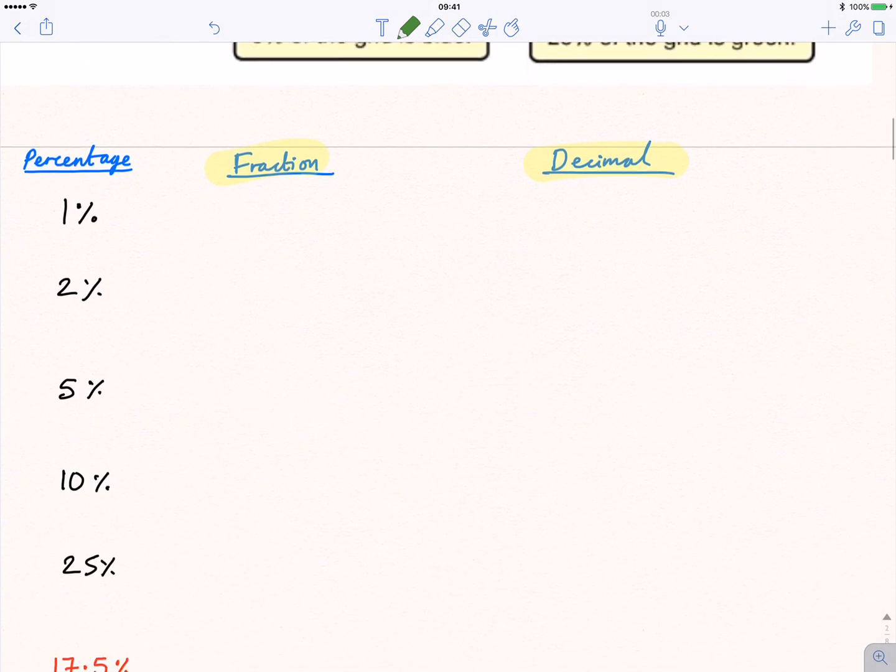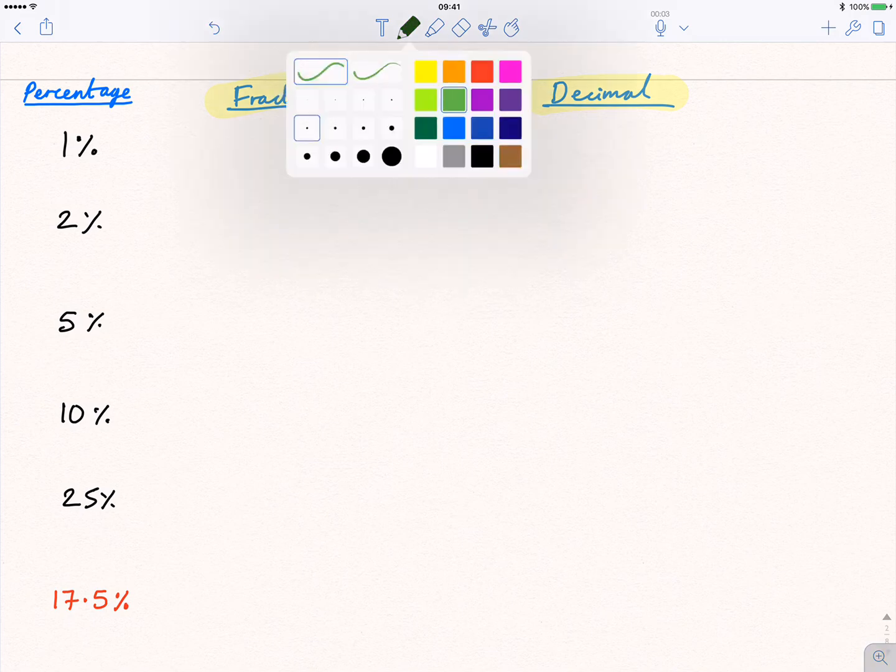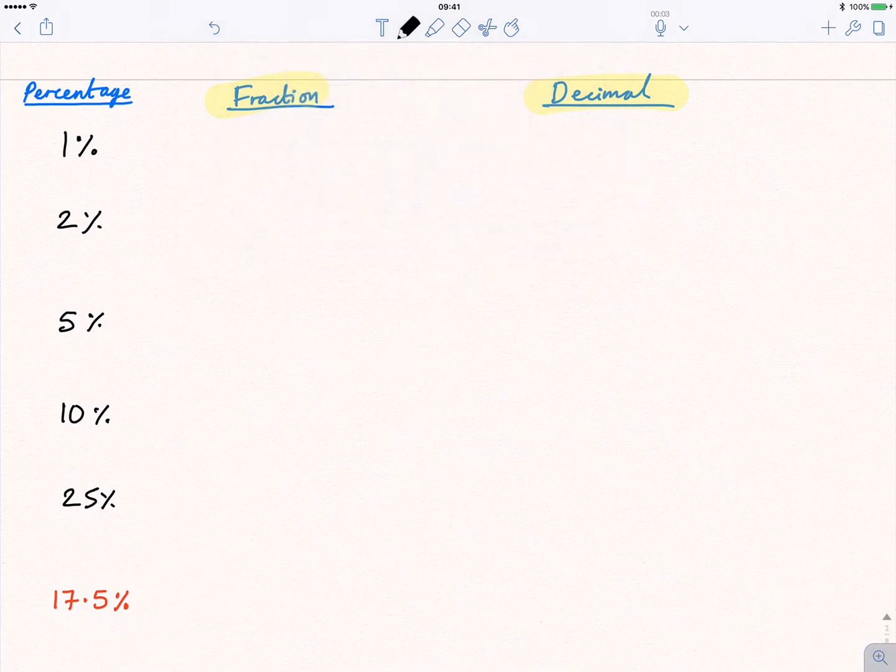Now every percentage can be written as a fraction and a decimal. Now how do we write percentages as fractions? Well, the simplest way is to write it out of 100. So 1% is just 1 out of 100. Now how do we write that as a decimal?